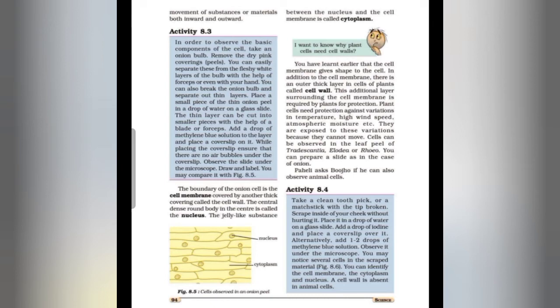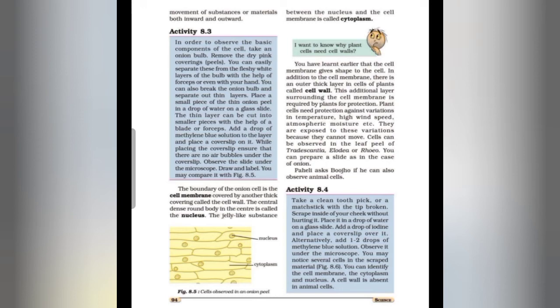In that type of slide you can observe this type of figure that is given in figure 8.5, cells observed in an onion peel. So this type of components of the cell you can observe in the slide of the onion peel. So there is a nucleus, cytoplasm, and the cell membrane is also present.